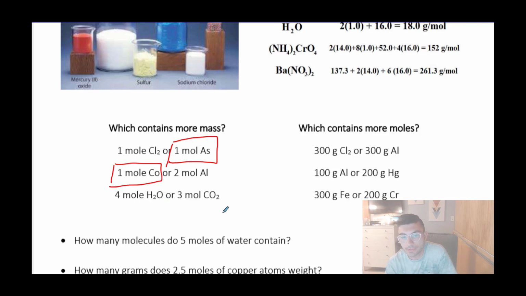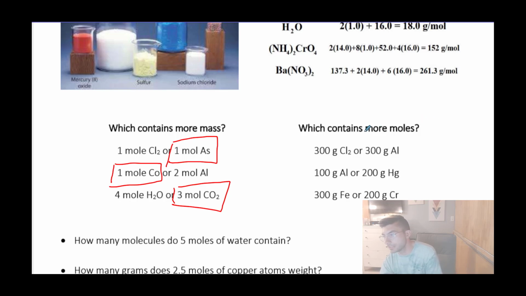In the last example in this column, we have 4 moles of water. Water has a molar mass of 18 grams. And we're comparing it to 3 moles of CO2. CO2 has a molar mass of 44 grams per mole. So we have 4 moles of water, so that's 18 times 4, that would be 72 grams. And then 44 times 3 would get us 132 grams. So 3 moles of CO2 has more mass than 4 moles of water.